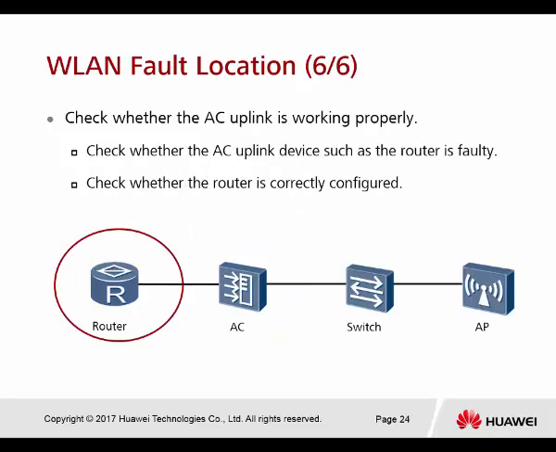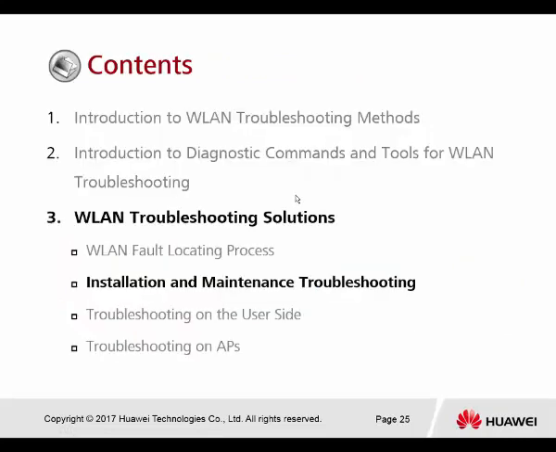Then the last one is to check the uplink. Right now this topology is connected in inline mode, so all the traffic has to pass through the AC before going to the network. So we need to make sure the uplink is already configured properly and the AC can actually forward all the traffic to the router. And also don't forget to check the router. Okay, then the next content.